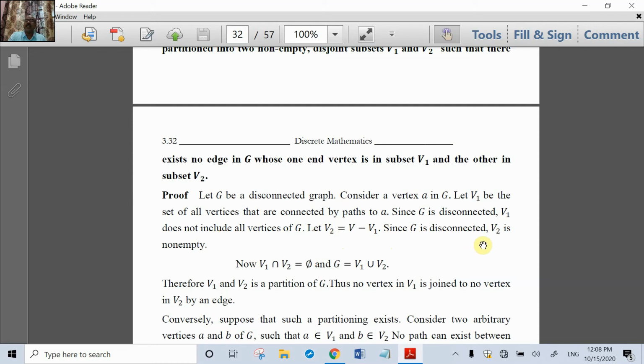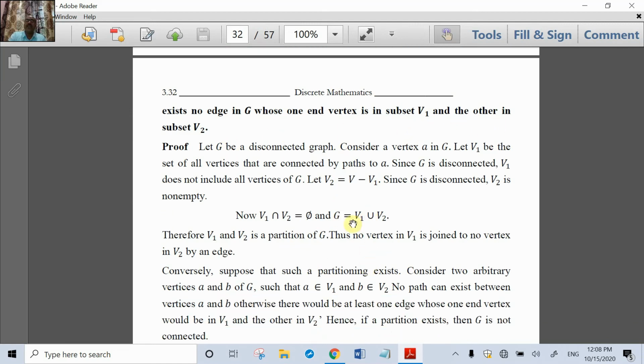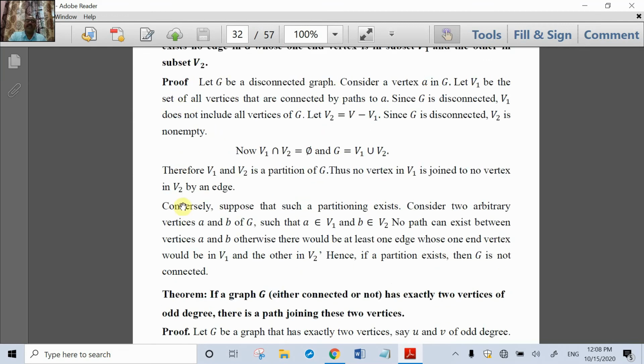Since G is disconnected, V2 is non-empty and V1 intersection V2 is empty, and G equals V1 union V2. Therefore, V1 and V2 form a partition. That is the first case. If G is disconnected, we proved there are two partitions V1 and V2. Now conversely, suppose there exists a partition V1 and V2. We prove G is disconnected.